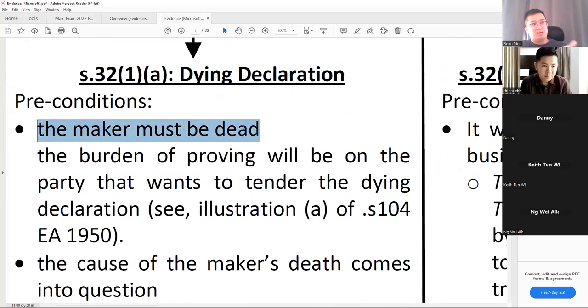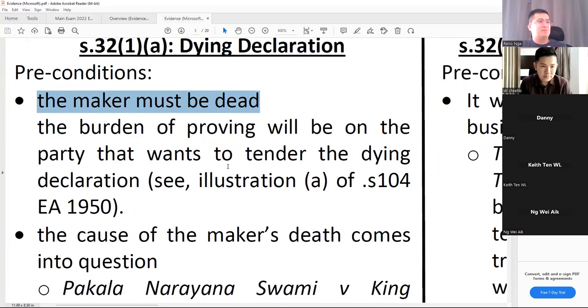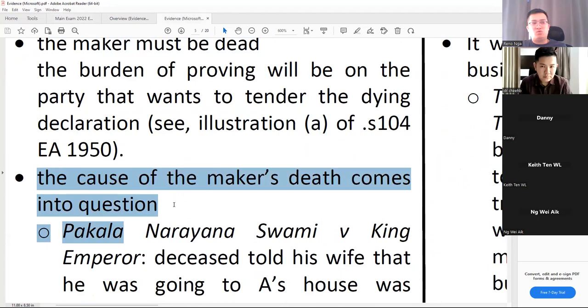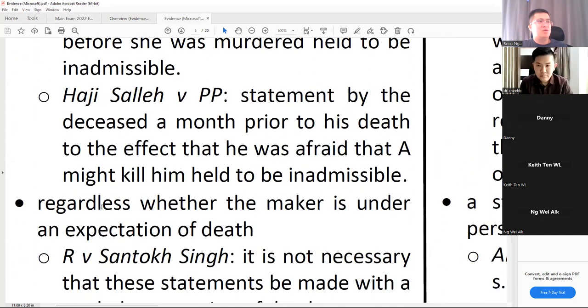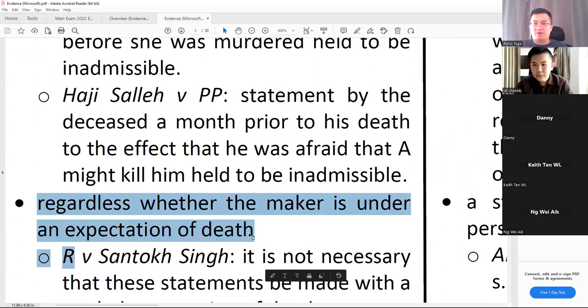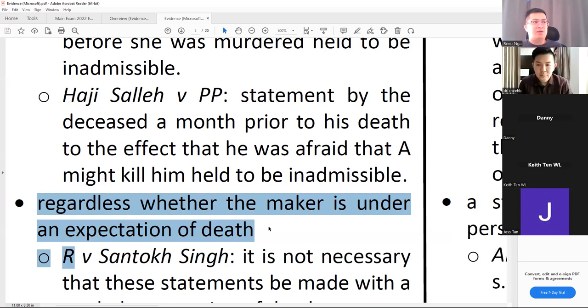Why? Because number one, the maker must be dead. Satisfied, right? Number two, the cause of death of the maker comes into question. Satisfied also, right? Because he was killed by somebody. And then number three, regardless of whether the maker is under expectation of death or not. Why they have this requirement, I just want to highlight to you. Because in the UK, the dying declaration is only admissible where the maker feels that he or she is going to die. Before he or she died, they make a statement. They say, hey, I worry, I go to my friend's house, I may not come back alive, you know. This statement can be admissible as a dying declaration under UK law.